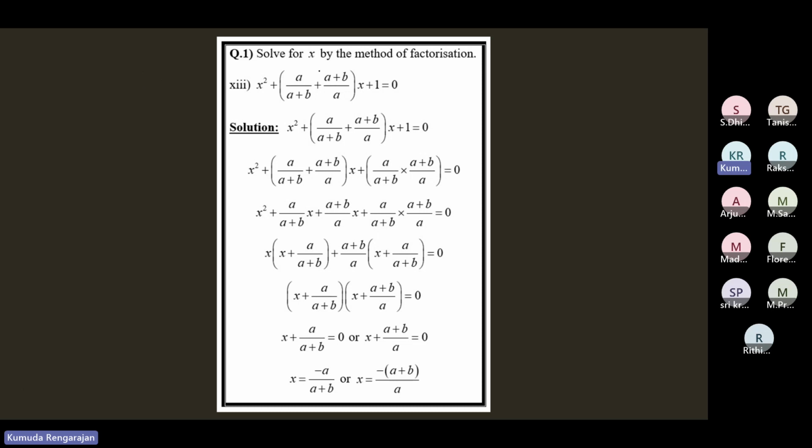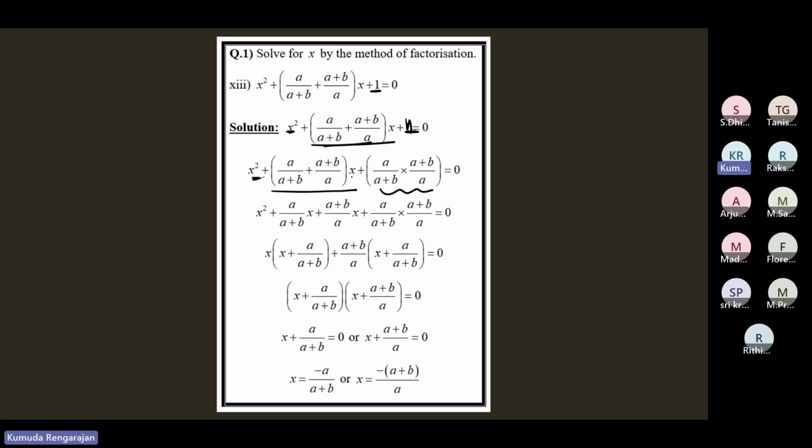So replace the last term 1. Write the first term as it is. Write this one also as it is. This term 1 is replaced with a by a plus b and its reciprocal a plus b by a, the product of which is 1.